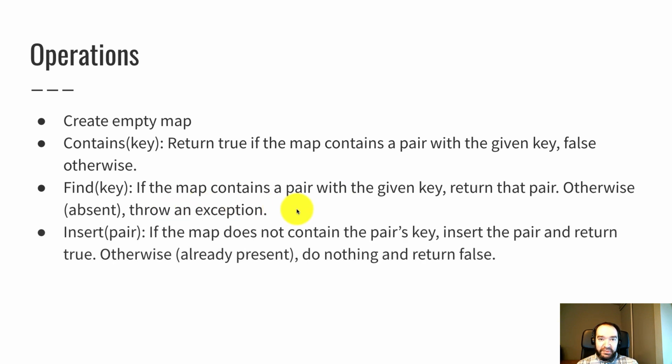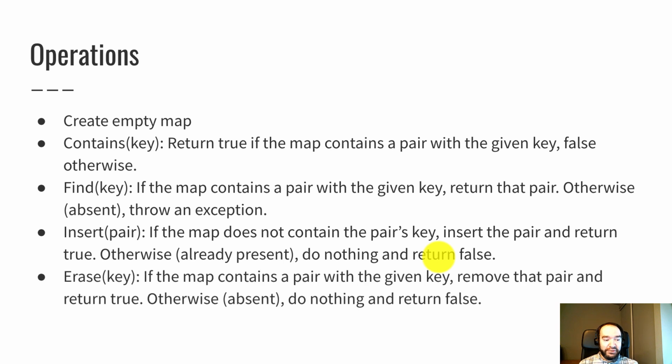Insert is how you put a pair in, so you have to pass the insert operation a pair object that has a key and a value. And if the map does not contain that pair already, that's kind of how it's meant to be used, then we insert the pair and return true, so you know that something happened. But otherwise, if that pair was already present, this doesn't do anything and it returns false. And the return value is how you tell whether we actually accomplished something with that insert call.